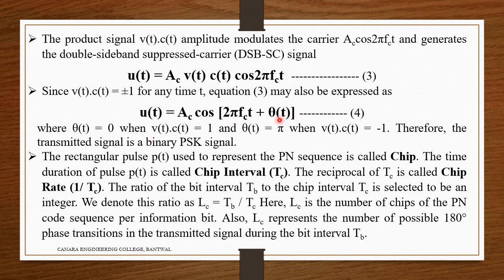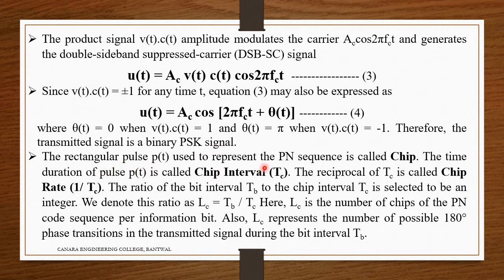If theta of t is equal to 0, that is when V of t into C of t is 1. If theta of t is equal to pi, that is when V of t into C of t is equal to minus 1. So what is this? This is nothing but the rule of PSK. So direct sequence spread spectrum implements the PSK rule, and therefore the transmitted signal is a binary PSK signal.